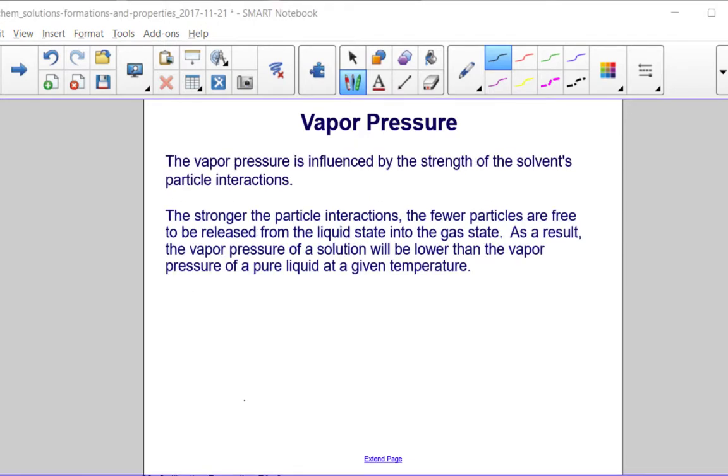Vapor pressure is influenced by the strength of the solvent-particle interactions. The stronger those interactions, the fewer particles are free to be released from the liquid into the gas. So as a result, the vapor pressure of a solution is lower than the vapor pressure of a pure liquid at a given temperature. And that's because for the solution, some of those particles are tied up in the solvation process and are not free to evaporate into the vapor phase.